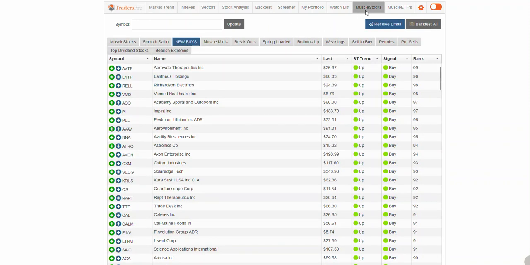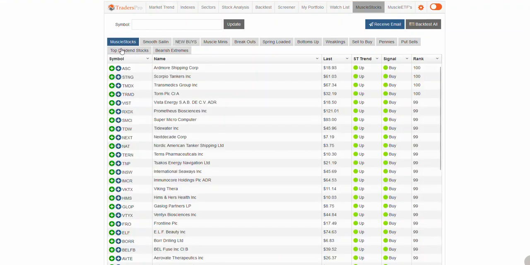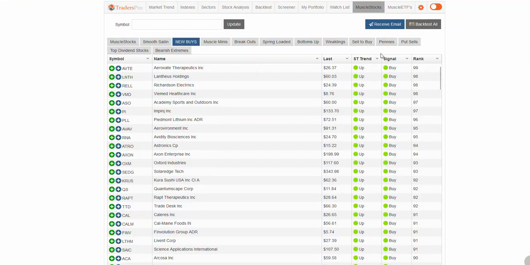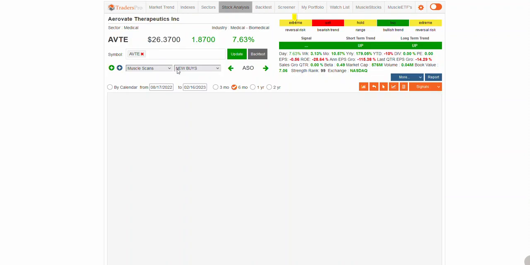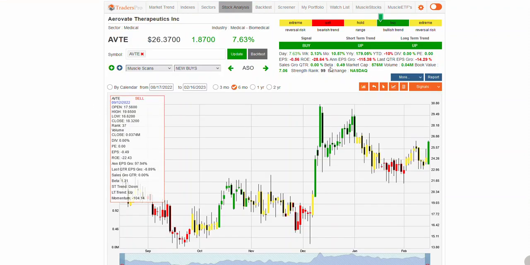The current muscle stocks list, and again, the reason why we call these muscle stocks is because they're strong stocks. These are the strongest leading stocks. Here, there's the muscle stocks group, and then there's also the new buy group, which is sorted by rank. And so we can see the strongest new buy. It's got a 99% strength rank, and it's got a new buy signal.